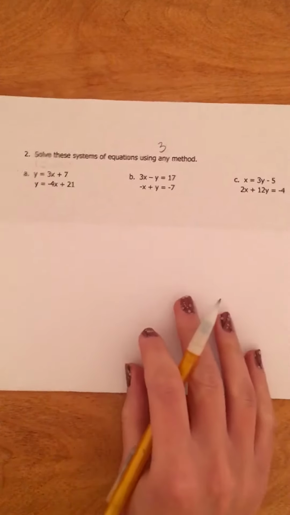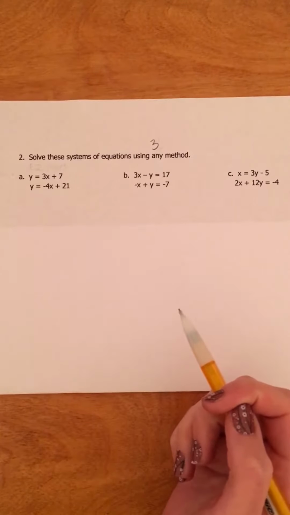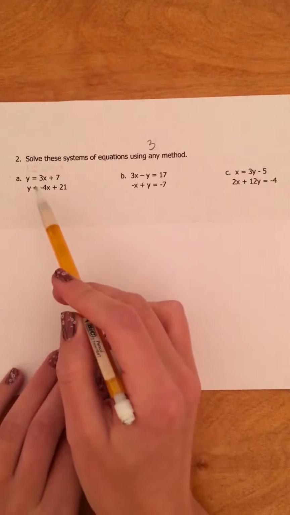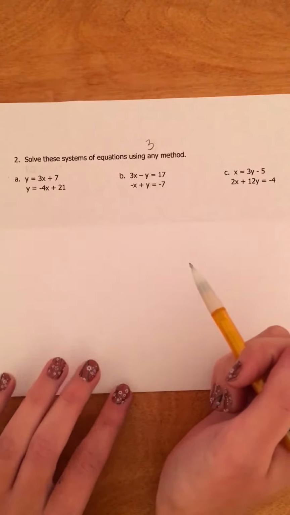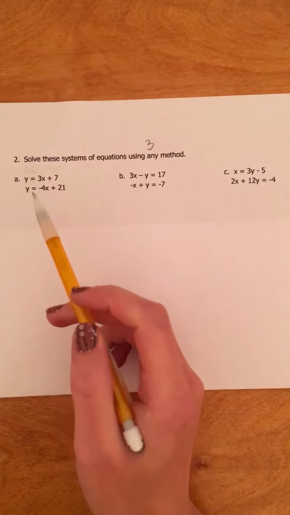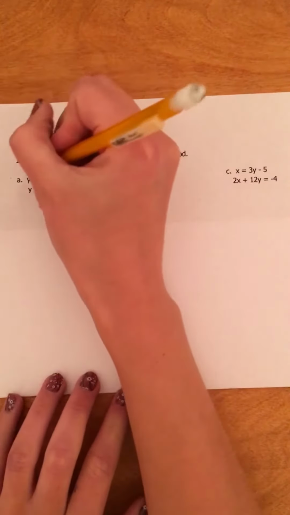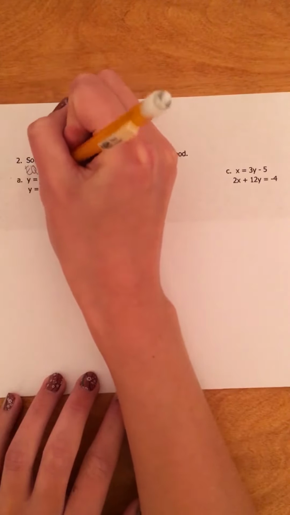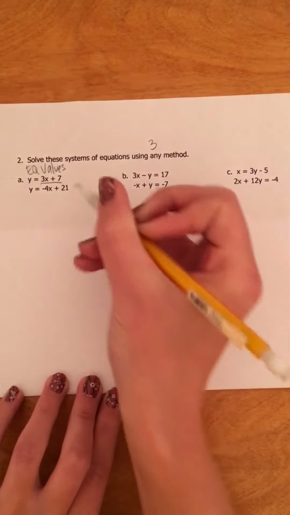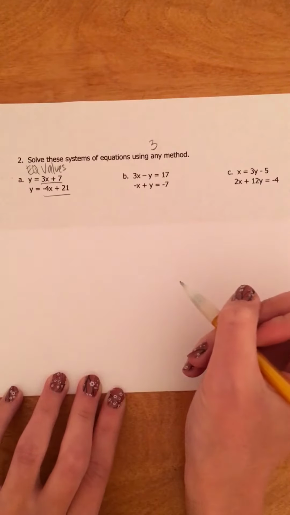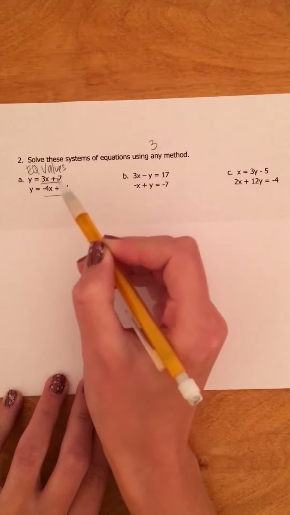You could do all 3 options on any of these problems, but one's going to be easier compared to the others. So part A, I have y equals 3x plus 7 and y equals negative 4x plus 21. They both equal y. Both equations are set equal to y. So since they're equaling the same value, that tells me it's going to be the equal values method, which means I set the right side of the one equation equal to the right side of the other equation. Since they both equal y, these two things should be equal as well.